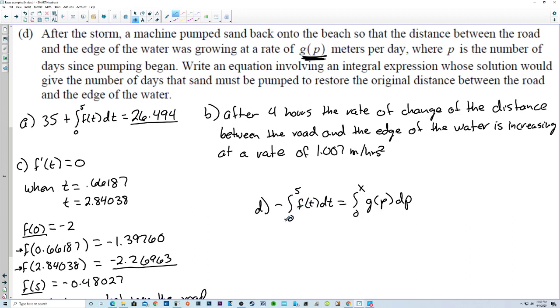So this right here is the displacement. This is how much was taken off. Well, we want to reverse that. We want the negative of that. And if this is pumping sand back on, then that has to go from 0 to whatever time it's going to take. We don't know what that time is. That's what we're trying to find out in letter D, or that's what we're trying to represent.